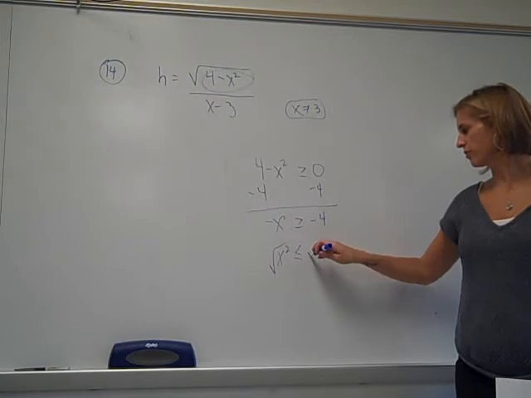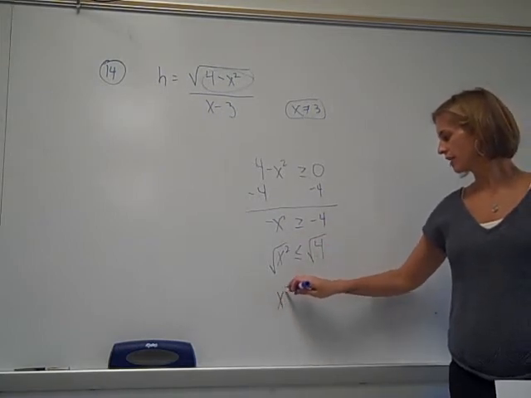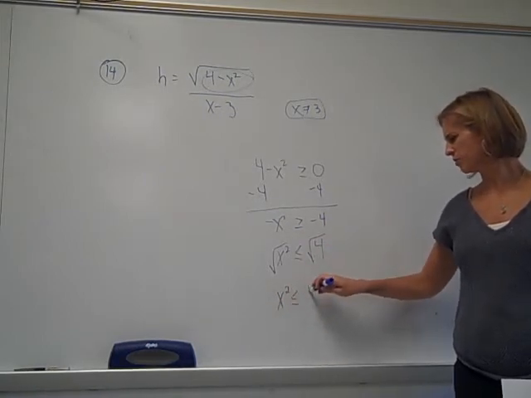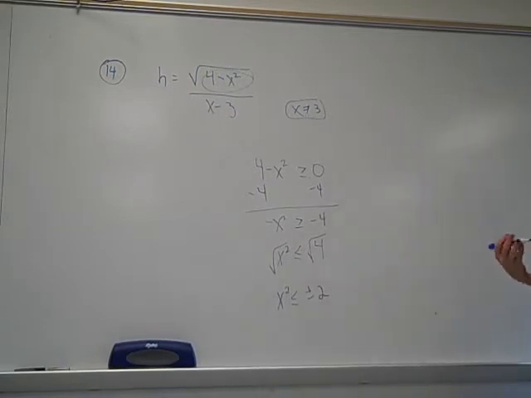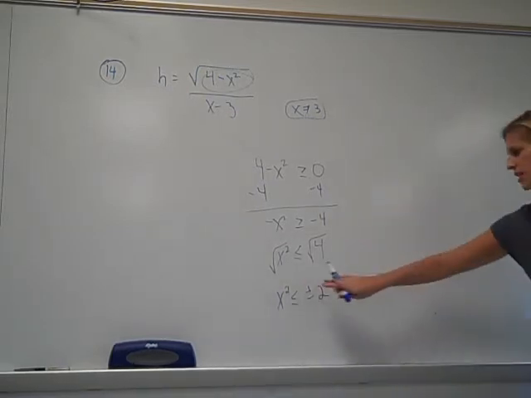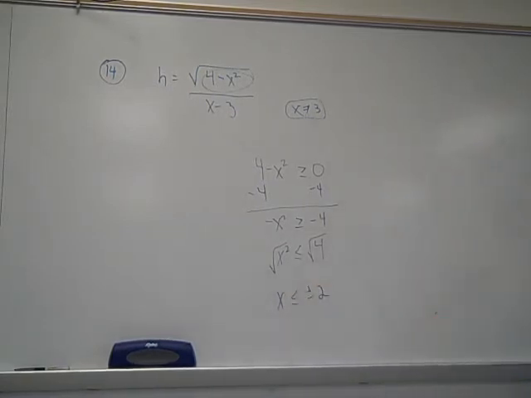So if I take the square root of both sides, I've got x has to be less than or equal to plus or minus 2. Wait, just x? Oh, x, sorry. What does that exactly mean? Yeah, it means that x has to be between those two things.